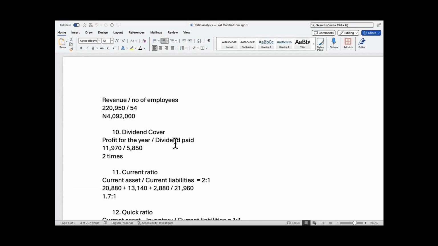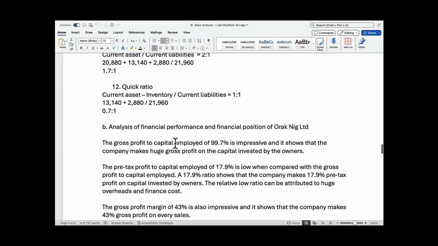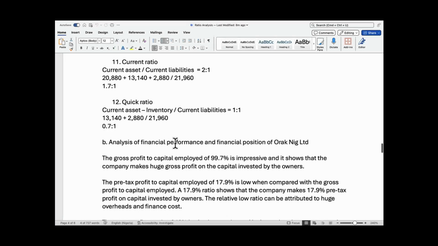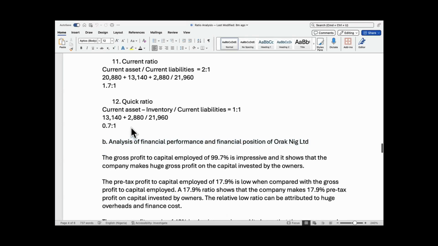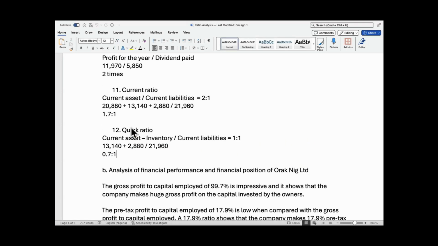Then, having computed those ratios, they give us some industry average, which we can compare those ratios with. That would be useful in your analysis when you're analyzing the performance and position of the company. But ultimately, these 12 ratios will have earned you around 12 marks.